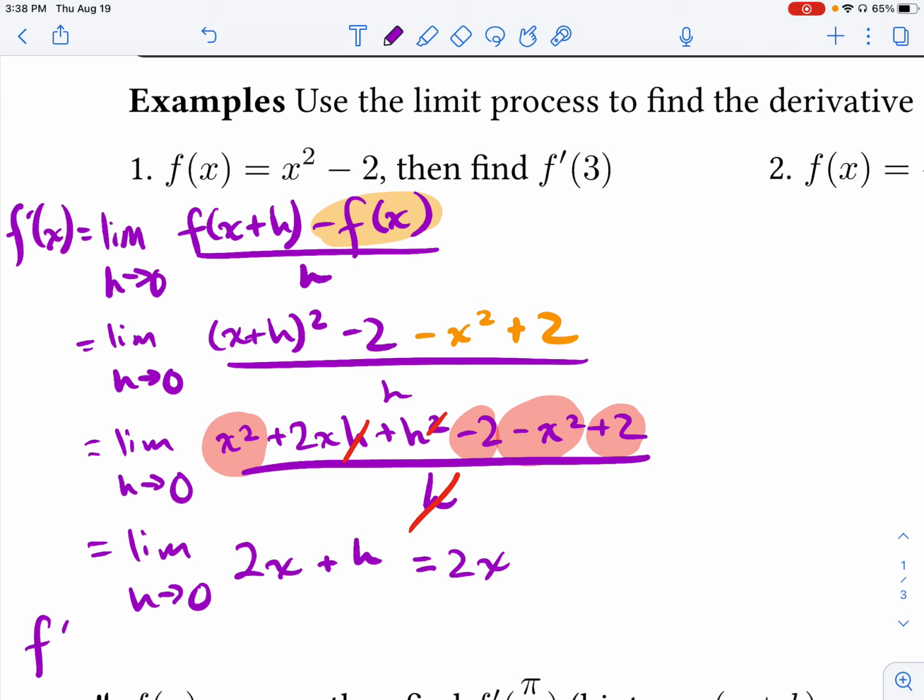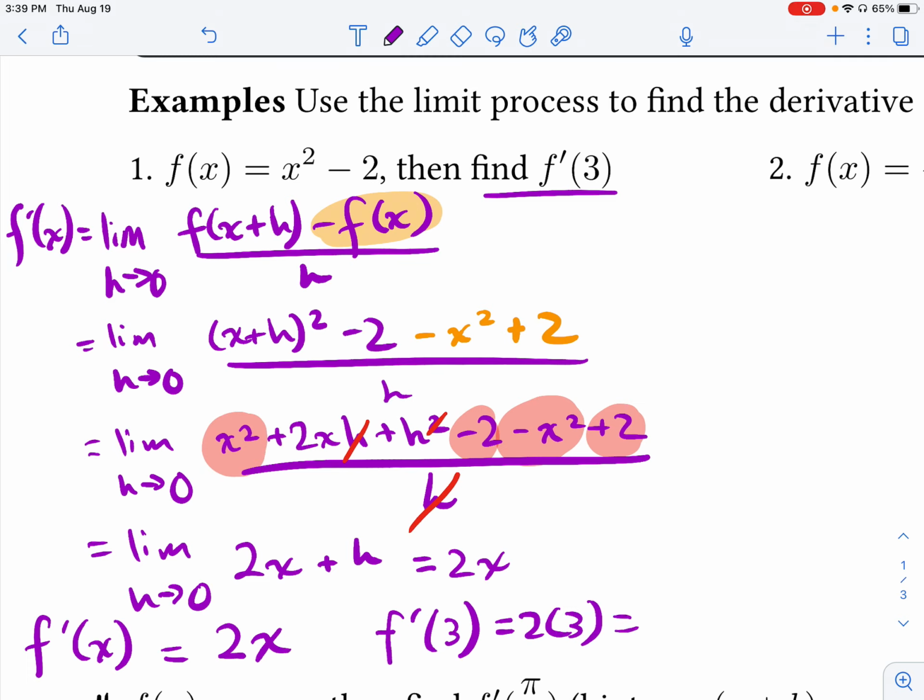So we can say f prime of x is 2x. There is our derivative. We found the derivative using the limit process. And the second part is to simply evaluate that derivative at 3. So we can say f prime of 3 is simply 2 times 3, which is equal to 6.